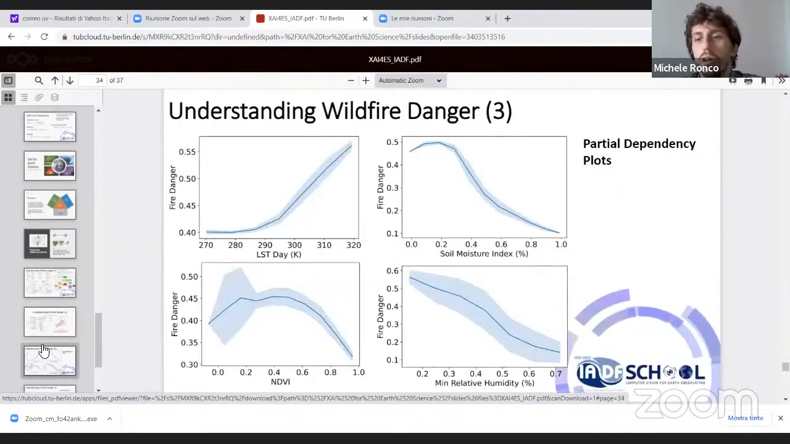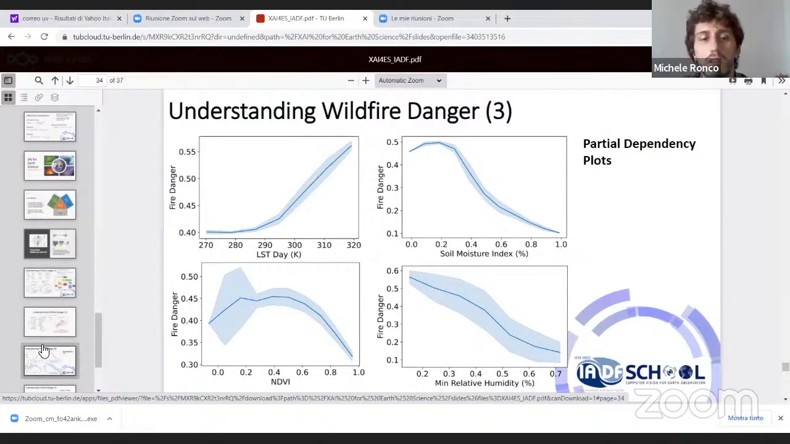And we also applied partial dependence plots. Here we see the PDPs for four different input variables: land surface temperature, soil moisture, NDVI, and relative humidity. And here, again, we can see that the fire danger more or less follows a behavior that we might expect. It increases with the increase of temperature in the first plot. It decreases when the soil moisture is very high. So when the moisture of the terrain and the vegetation is high, the fire danger is lower.